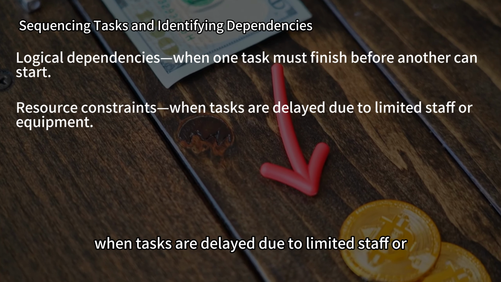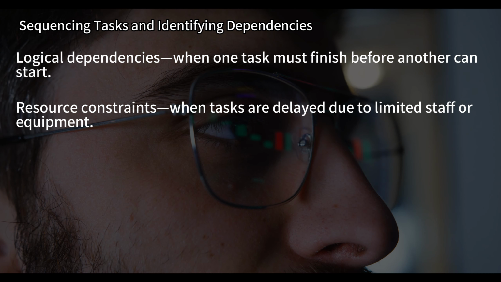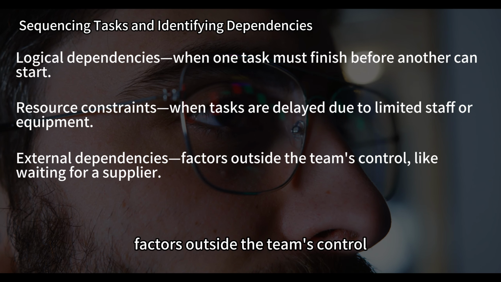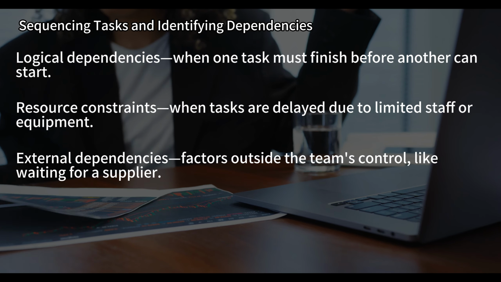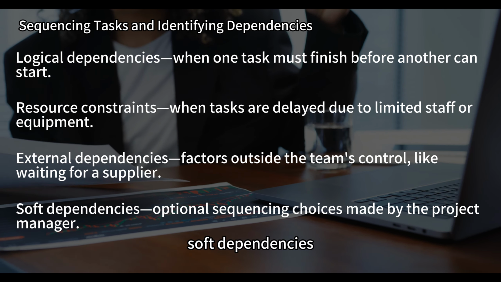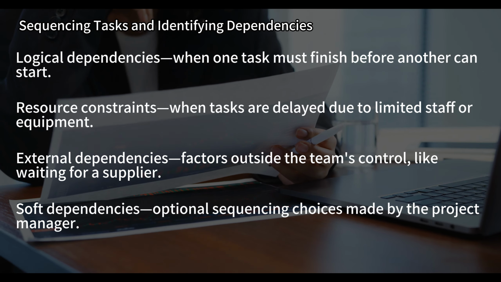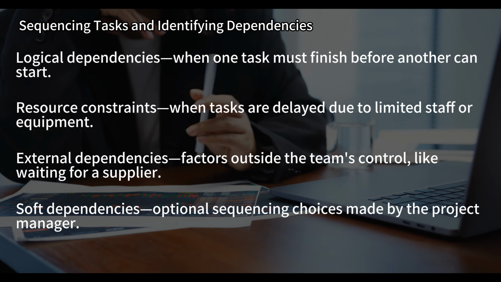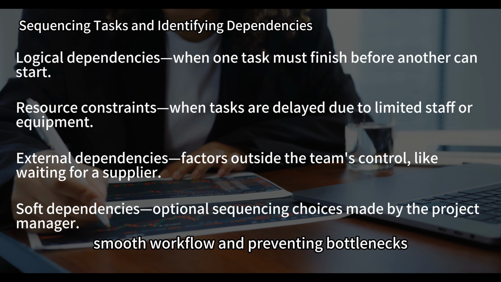Resource constraints: when tasks are delayed due to limited staff or equipment. External dependencies: factors outside the team's control, like waiting for a supplier. Soft dependencies: optional sequencing choices made by the project manager. Understanding these relationships helps in structuring a smooth workflow and preventing bottlenecks.